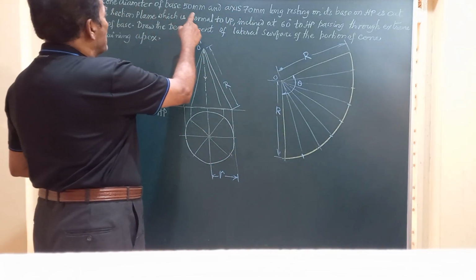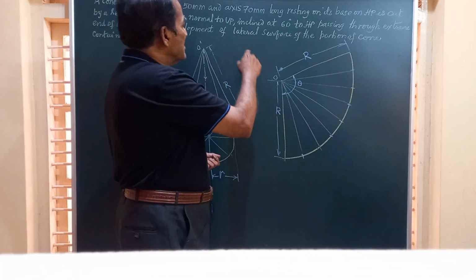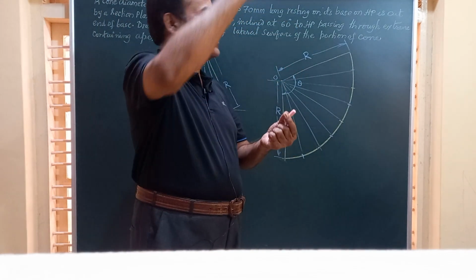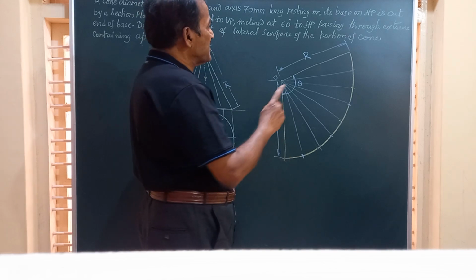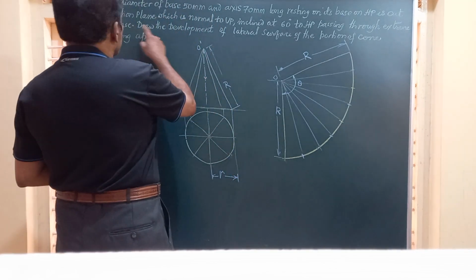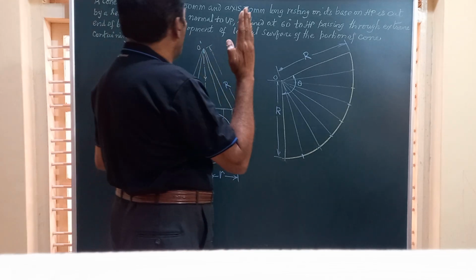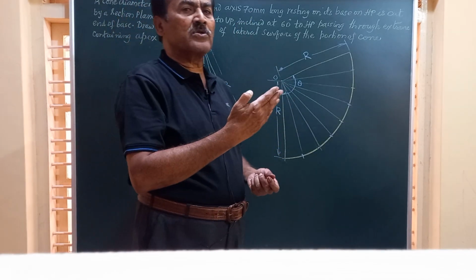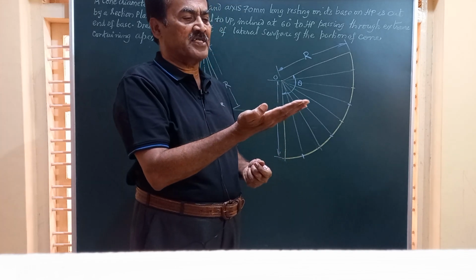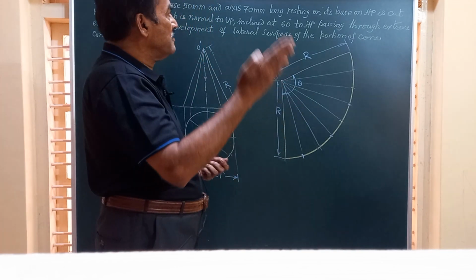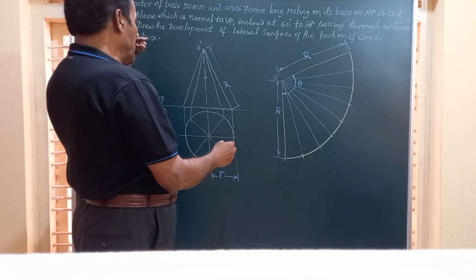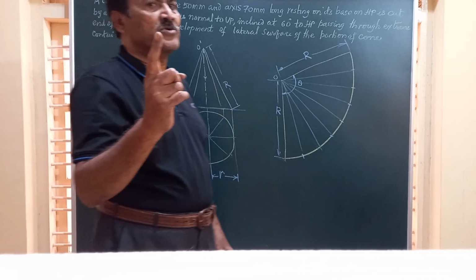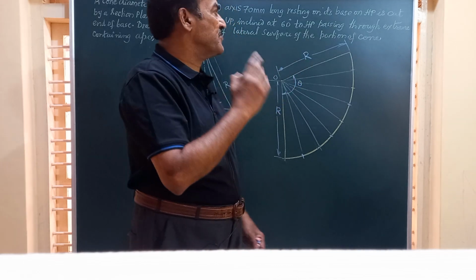A cone, diameter of base 50 mm and axis 70 millimeter long. So the diameter of the base is given and the height of the solid is also given. Resting on HP, it is cut by a section plane which is normal to VP. So the cone which is placed on HP on its base is cut by a section plane which is normal to VP, inclined at 60 degrees to HP.